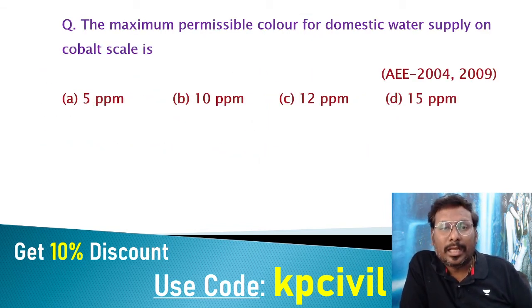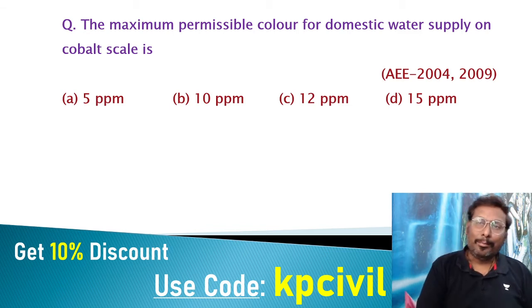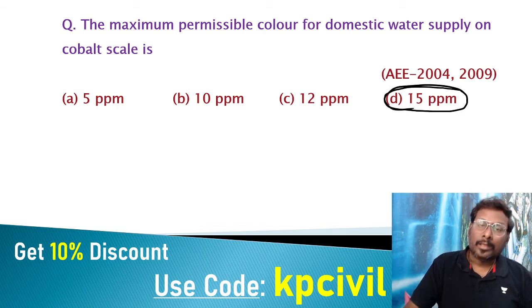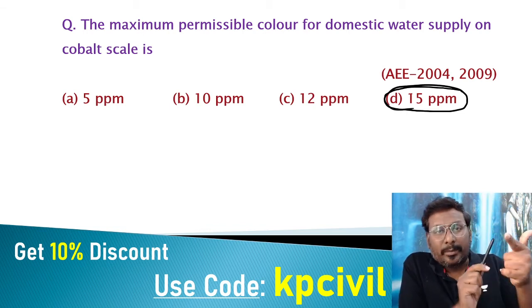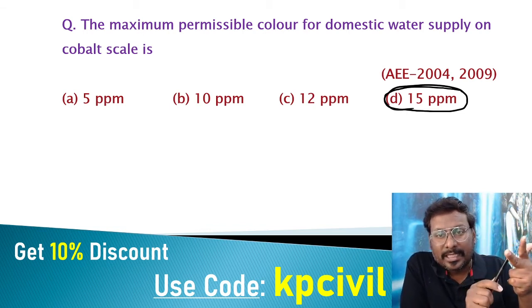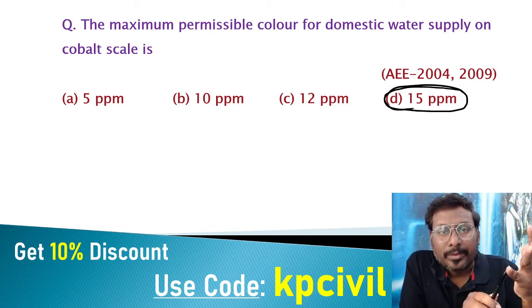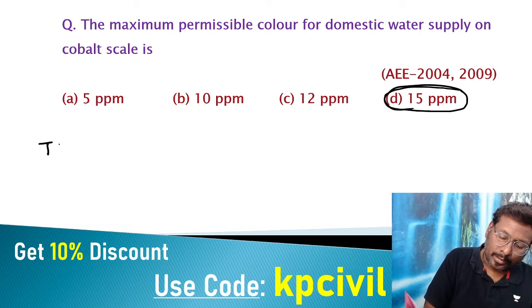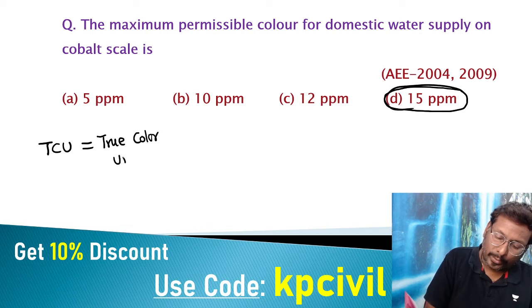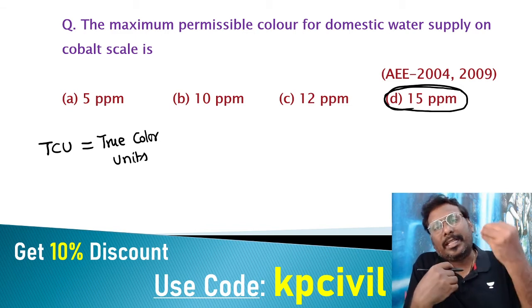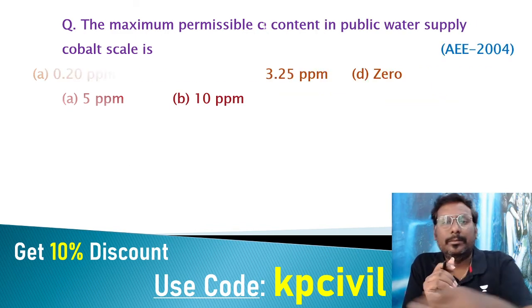Maximum permissible color, already I told you, is 15, we discussed about it. It may be platinum cobalt scale, it may be Burgess scale, it may be Hazen scale, it may be tintometer, it may be in ppm, it may be in TCU. TCU is true color unit. Whatever it may be, maximum is 15.